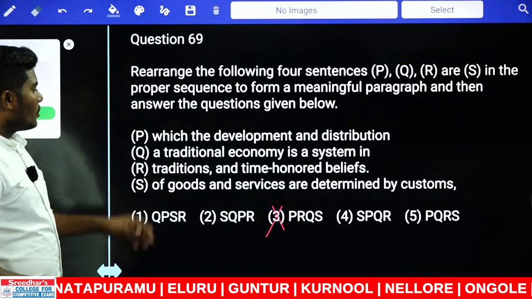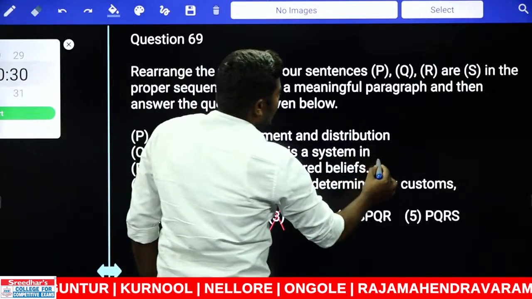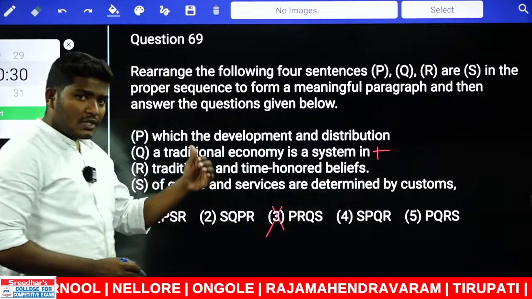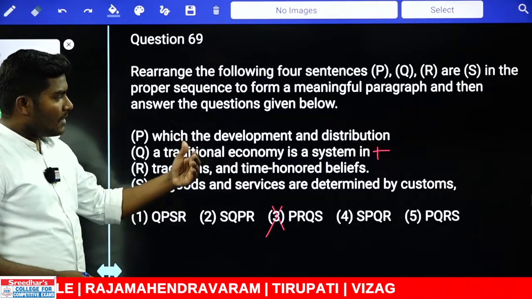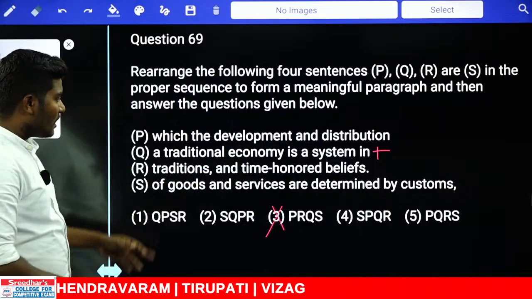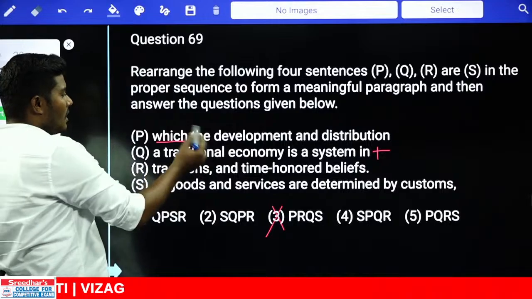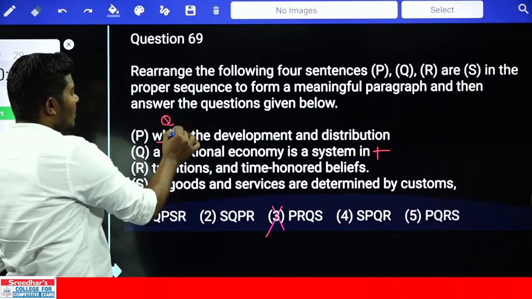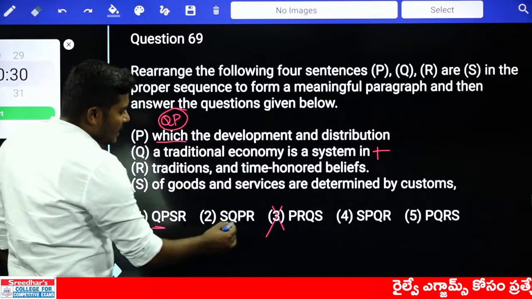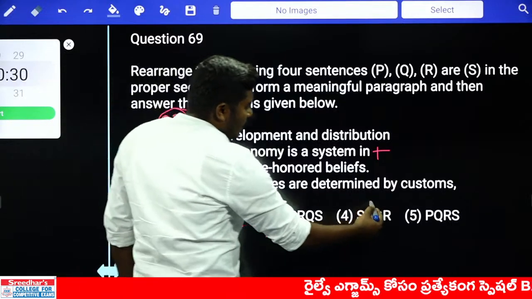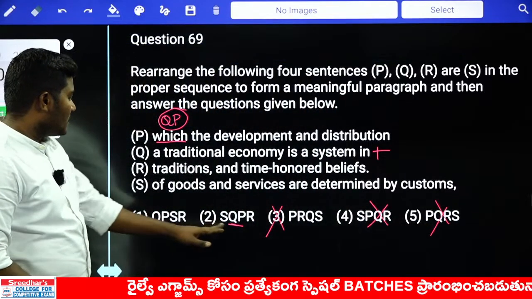Next, coming to Q, a traditional economy is possible, is a system in, a preposition, so a combination, a continuation is needed. In is followed by a noun or ing. So can you tell me, it is a system in, what is the combination? In which, yes or no? In traditions not possible, in of goods not possible. That means what is the pair we can use here? Q can be used with P. See, here we have QP, here also we have QP, here we have QR, we can eliminate, here we have QR, we can eliminate. Now your answer starts with this or this.